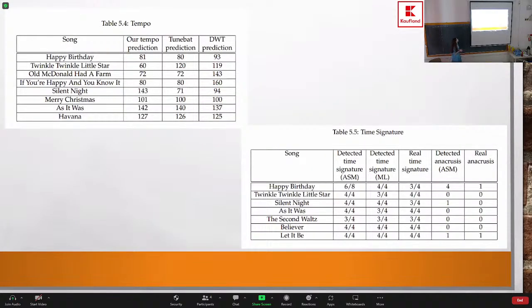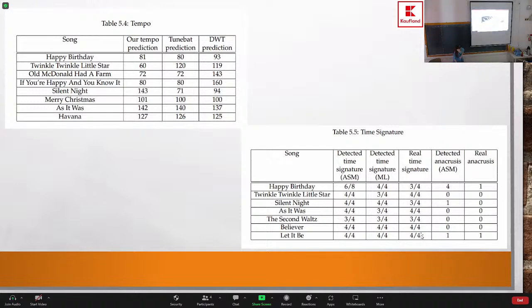Here for the tempo, we compare the approaches: our tempo prediction, the Essentia library, TuneBat, which is a website that also makes tempo prediction, and the discrete wavelet transform, and also for the time signature, the similarity matrix and machine learning approaches, and for the analysis.